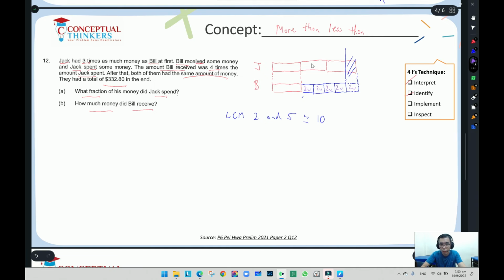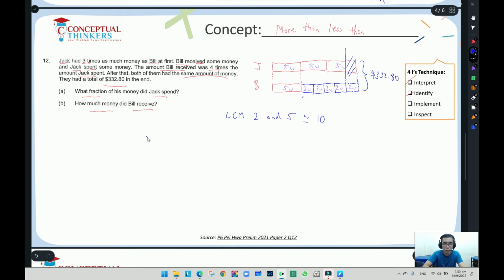And from the top part, every red color unit will be 5. So this will be 5 and this will be 5. There's one more piece of information I will put in: the total in the end will be $332.80.